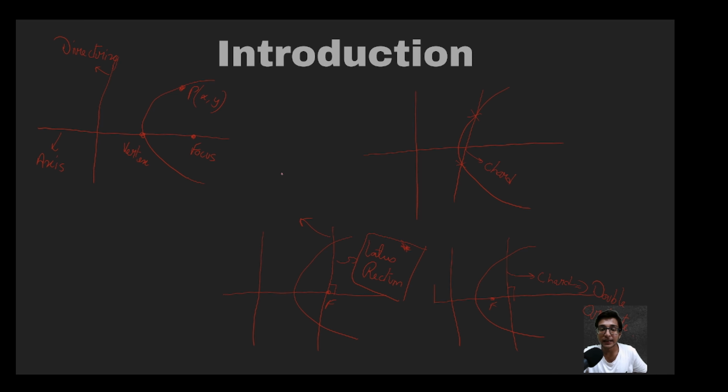Again, repeating, what is a latus rectum? It is a chord. It is a chord which is a double ordinate, of course, because it is perpendicular to the axis. Double ordinate. And this double ordinate passes through our focus. That is why it is known as a latus rectum.